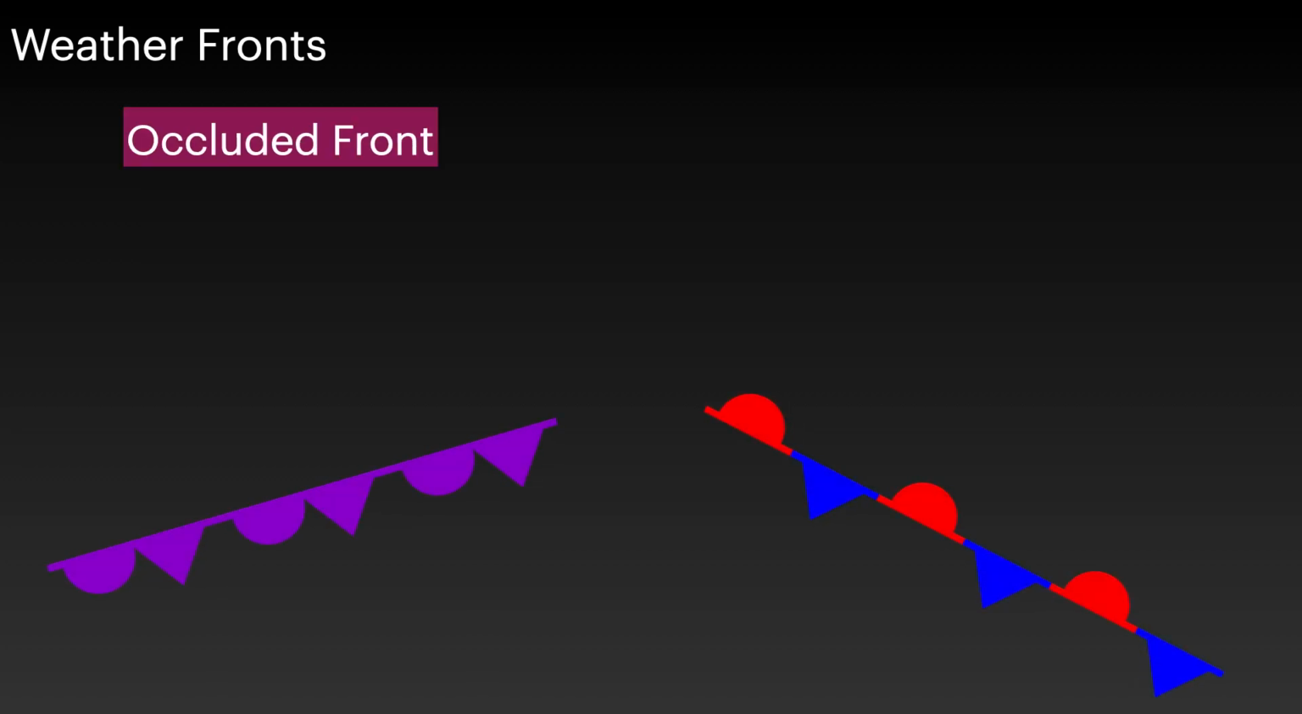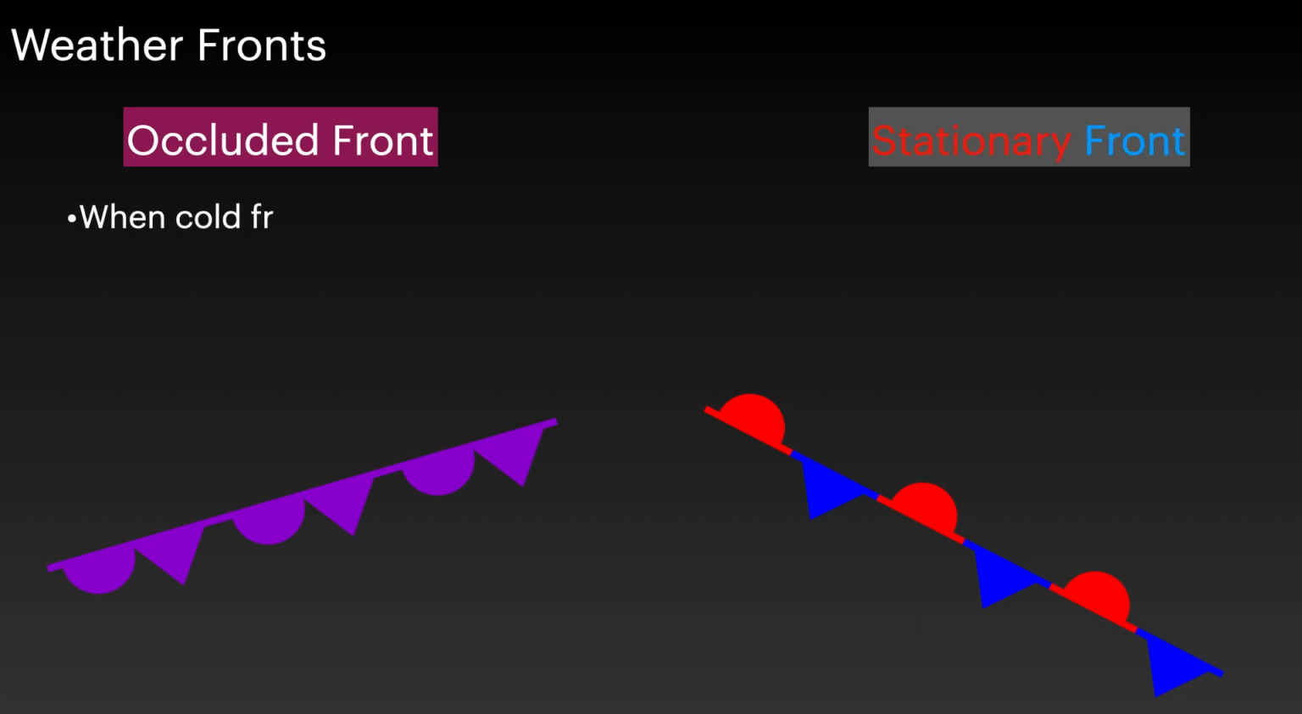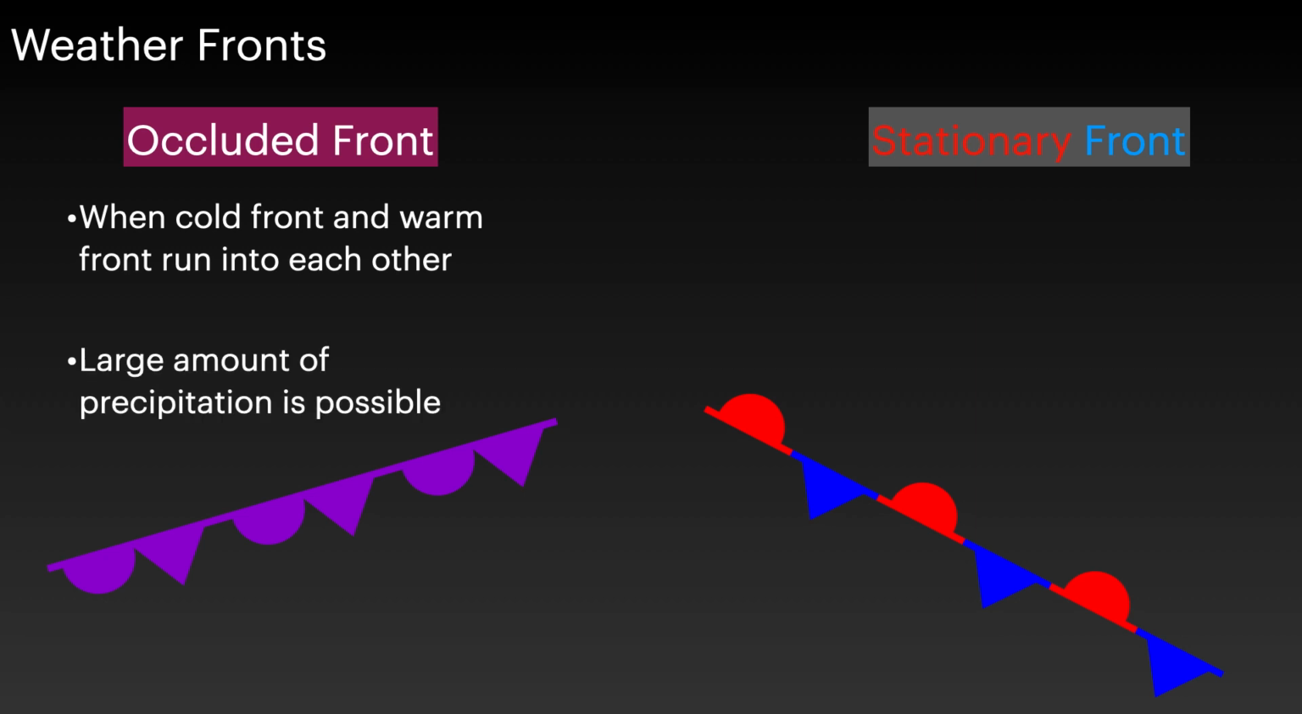There are two less common front types that we need to talk about. The first one is an occluded front. The second is a stationary front. With an occluded front, it is a special case where the cold front and the warm front run into each other. This creates a best case scenario for lift and usually will have severe or large amounts of precipitation possible.